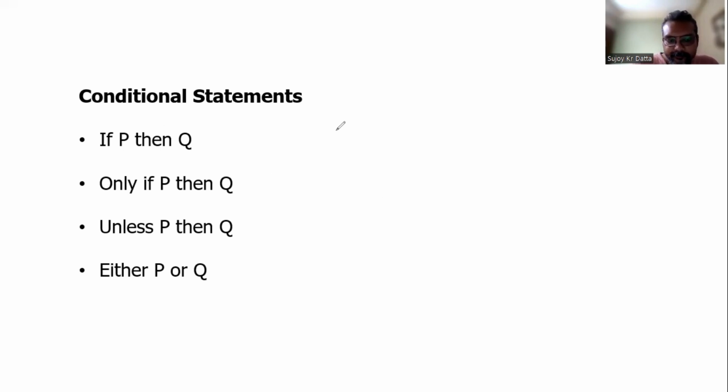Unless P, then Q. So unless, say, let us take unless the tea is hot, then I will not drink it.